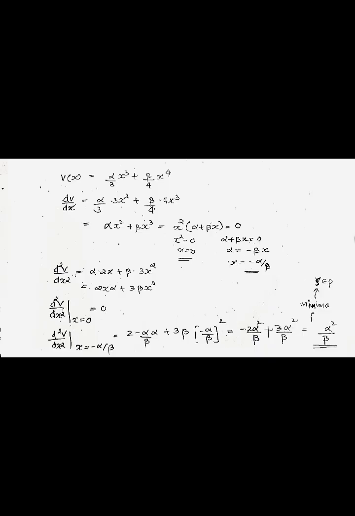So this is a stable equilibrium point. k is equal to d square V by d x square at x is equal to x naught, that is equal to alpha square by beta. Then omega is equal to square root of k by m.